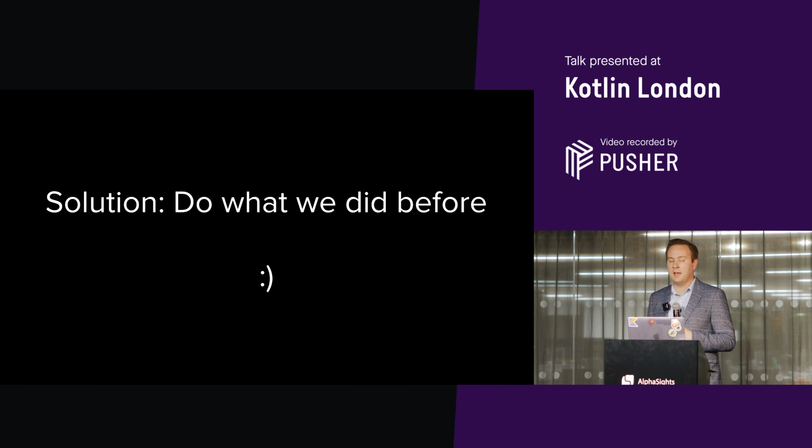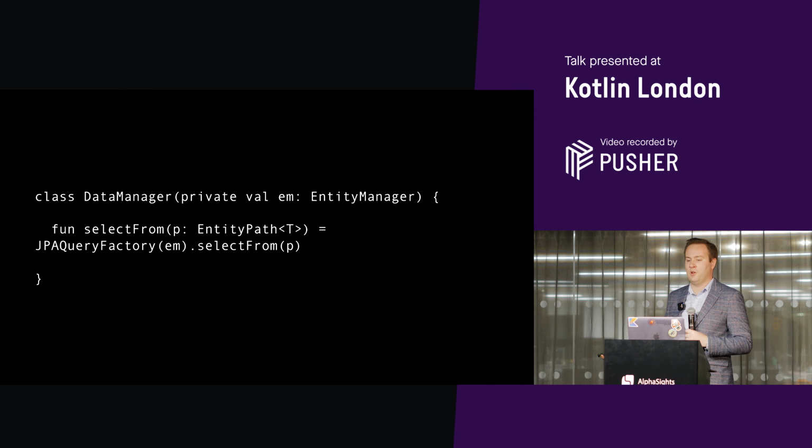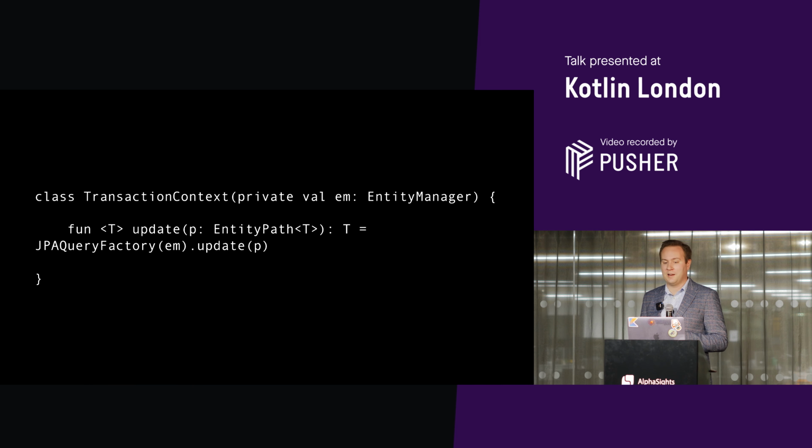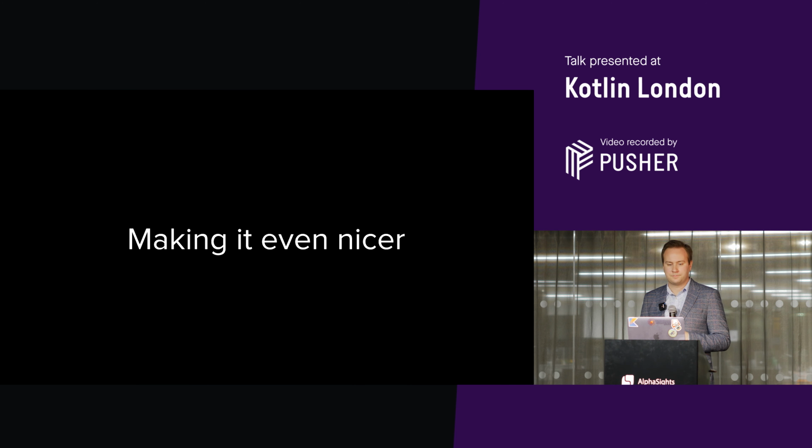So what's the solution here? The solution here is to do the same thing that we did earlier. Rather than using the JPA query factory that Query DSL provides directly, we expose our select from method from our data manager, and our mutation methods get exposed on our transaction context class. So suddenly, you can't use update methods outside of transactions, and it's great.